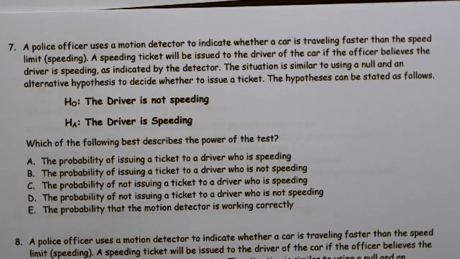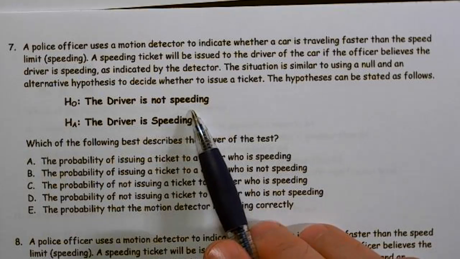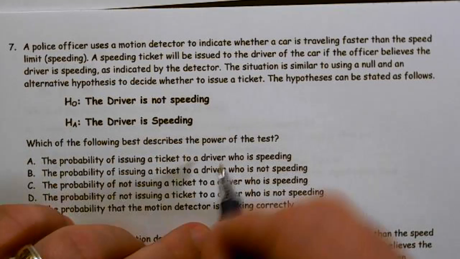Okay, so a police officer uses a motion detector to indicate whether a car is traveling faster than the speed limit. A speeding ticket will be issued to the driver of the car if the officer believes the driver is speeding. The situation is similar to using a null hypothesis, where we believe they're not speeding, innocent, versus they are guilty. Which of the following is the power of the test?